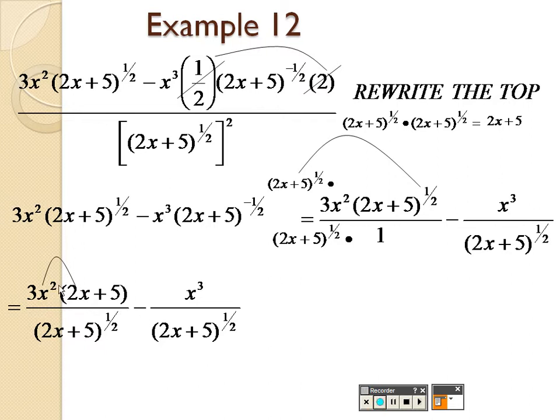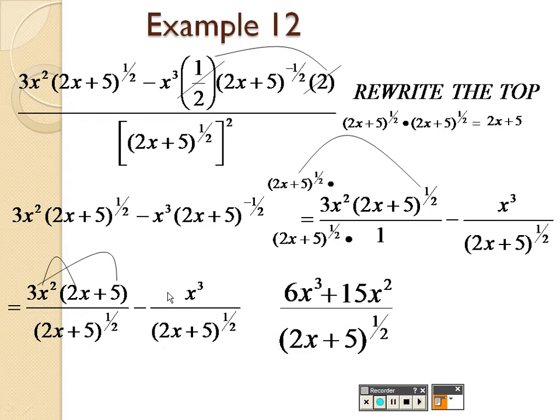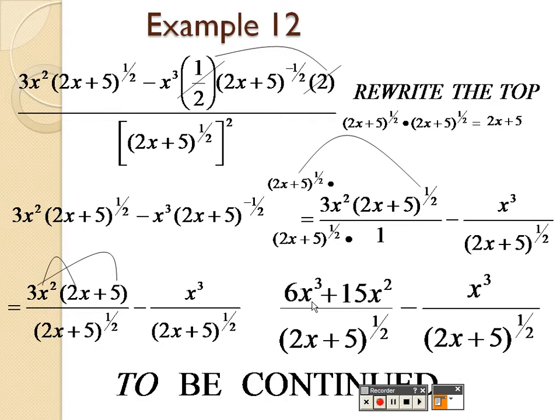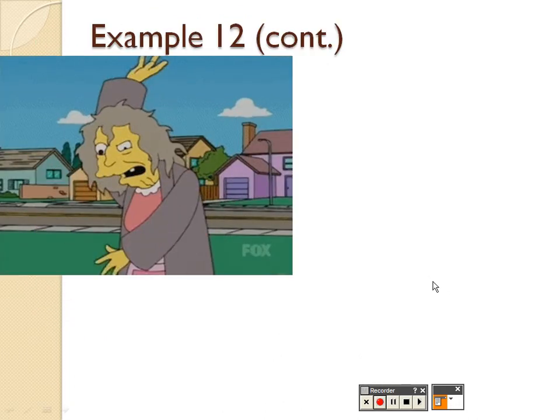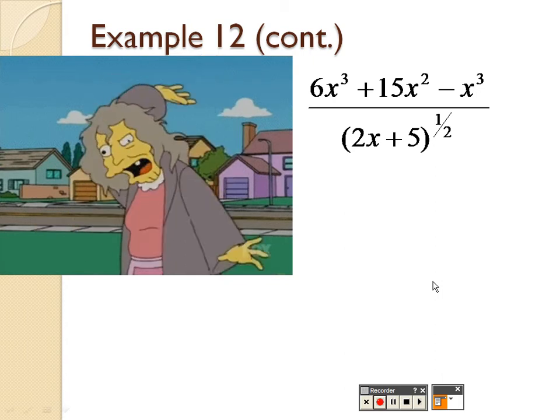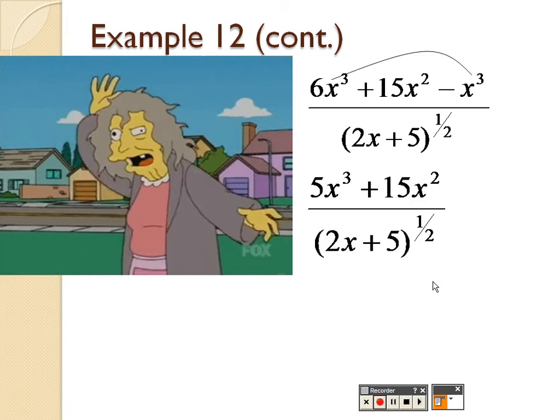Now to truly push them together, let me FOIL this. So 3 times 2 is 6, x squared and x cubed, that is 6x cubed. 3x squared times 5 gives me a positive 15x squared. And once again, that is over the 2x plus 5 to the half, minus the x cubed over 2x plus 5 to the half. Now when I combine those together, that'll actually simplify that. 6x cubed minus an x cubed, so I'll actually end up getting a 5x cubed on top plus 15x squared.